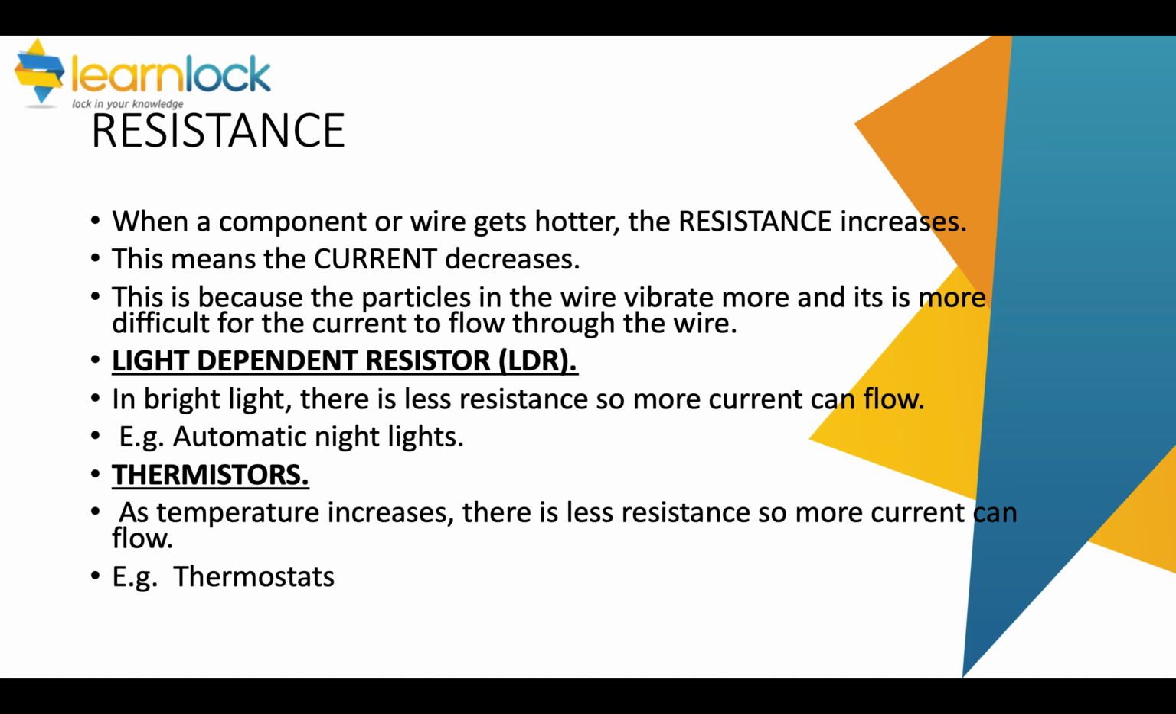There are two devices you need to know about. Light-dependent resistors, or LDR, they depend on light. When it's really bright, there's less resistance, so more current can flow. And these are used in things like night lights. Thermistors are dependent on temperature. As the temperature increases, this time there's less resistance, so more current can flow. And that's how a thermostat works.